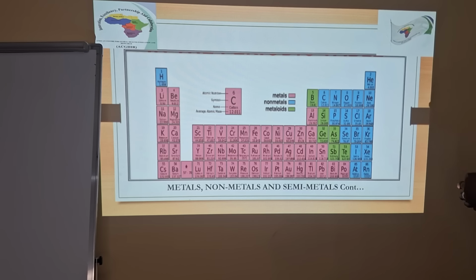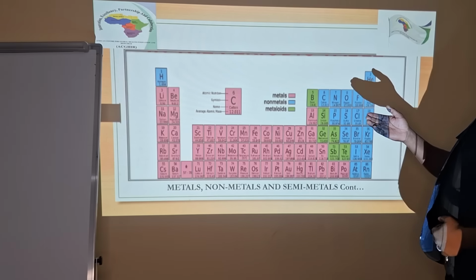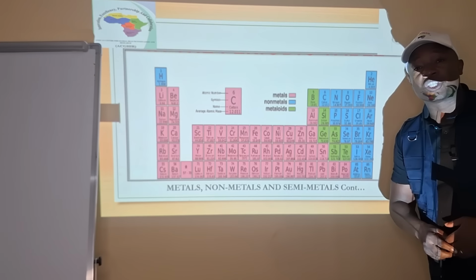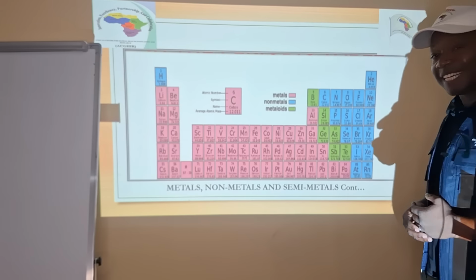There is an exception, however, of hydrogen, which is found to the left of the periodic table. And we shall see with the properties of hydrogen how it also resembles metals in as far as its reactions is concerned.